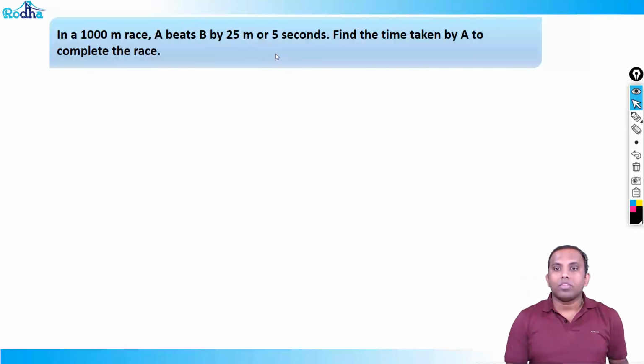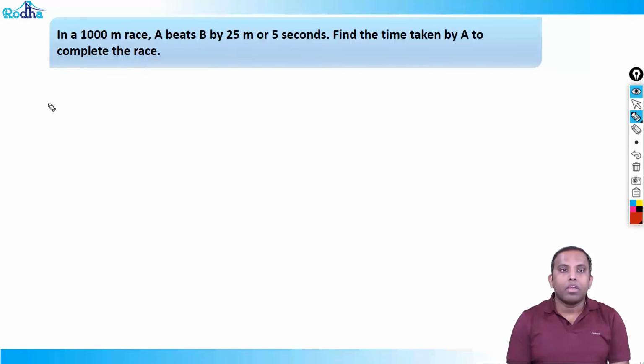We'll discuss the concepts of linear races with a few questions. We'll start with this question now. In a 1,000-meter race, A beats B by 25 meters or 5 seconds. Find the time taken by A to complete the race.